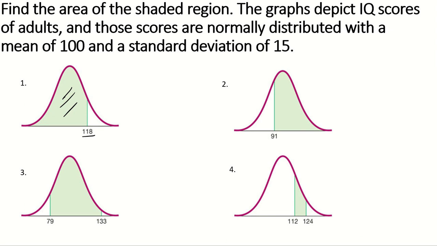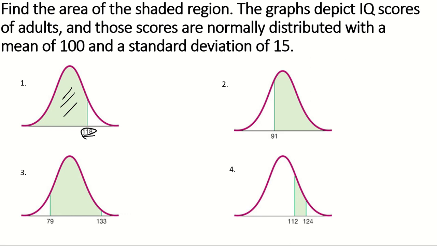Okay, let's look at the following 4 problems. Find the area of the shaded region, and each graph represents the IQ scores of adults, and those scores are normally distributed. You can tell it's with a bell curve and has a mean of 100 and standard deviation of 15. Okay, so number 1, this shaded area is the percentage of adults with IQ scores lower than 118.